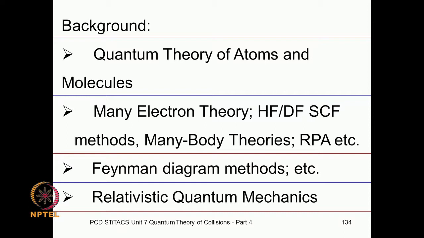So, when you want to do these calculations in detail, and I think I am coming toward the end of this course and essentially summing up, you need a good background in the quantum theory of atoms and molecules. You need a good handle on quantum theory of many electron systems, the Hartree-Fock, the Dirac-Fock, the self-consistent fields, many body theories, random phase approximation. You need some capability to address diagrammatic perturbation theory, and then of course, since laws of nature are essentially relativistic, there is no escape from relativistic mechanics either. So, what we have attempted to do in these courses is to provide an overview of all of these techniques, so that a graduate student is exposed to these techniques and gets ready to get into research in this field.